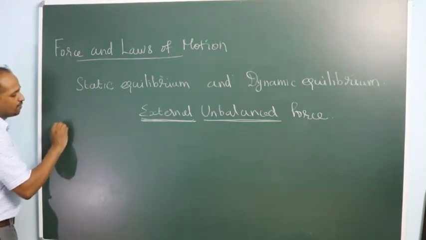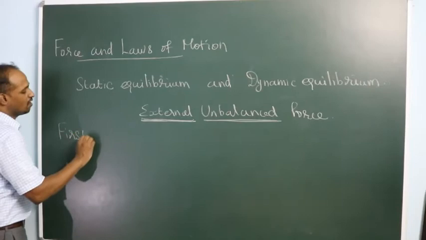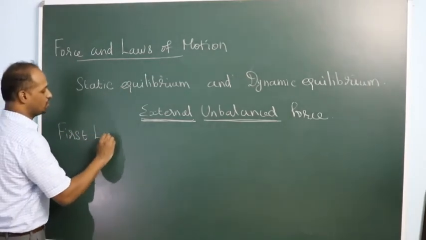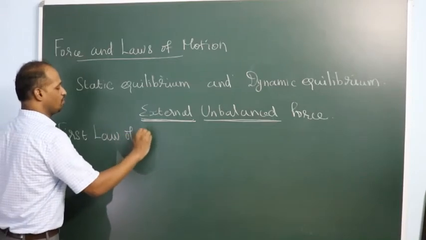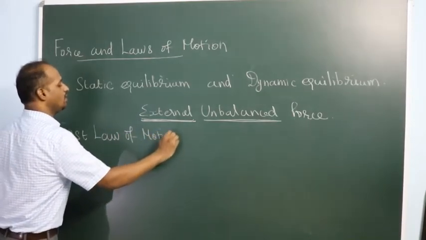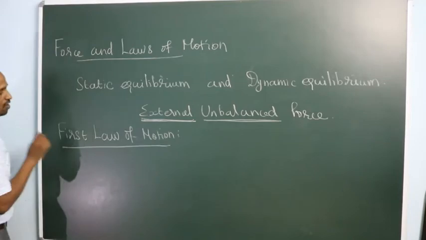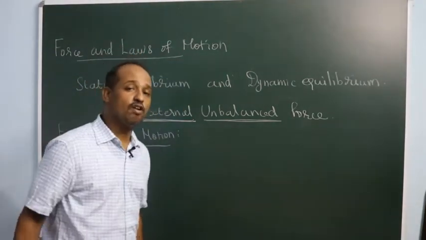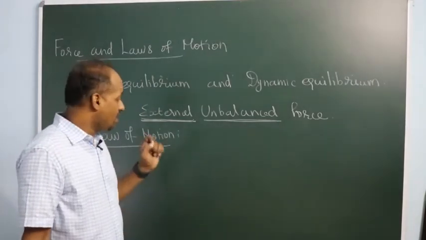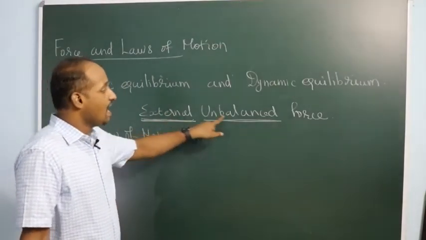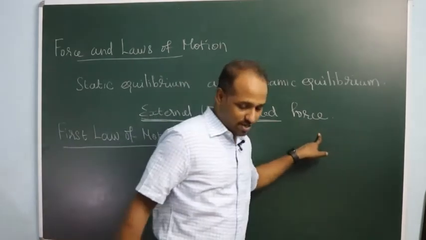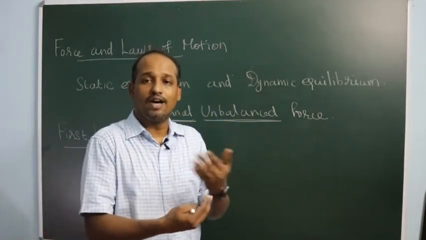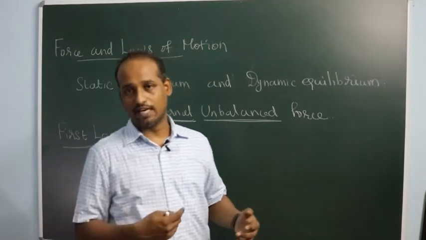What is the first law of motion? The first law of motion is acknowledging this fact. The first law of motion says that an object at rest or an object moving with uniform velocity does not change its state until an external unbalanced force acts on it. So let us look at this statement in the reverse direction.